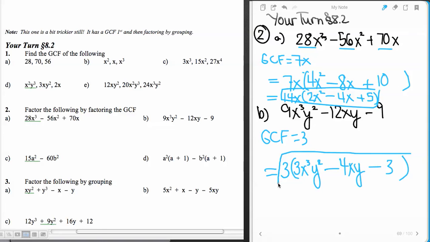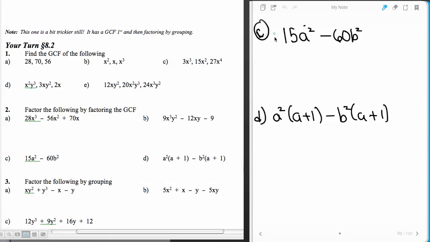Now, kind of hitting back to that part A here, in the future, we may be able to factor this trinomial further, and so that's something else in the future that we'll want to pay attention to as well. Just because you factored a GCF doesn't mean you're necessarily done. Part B doesn't factor anymore, guaranteed though.